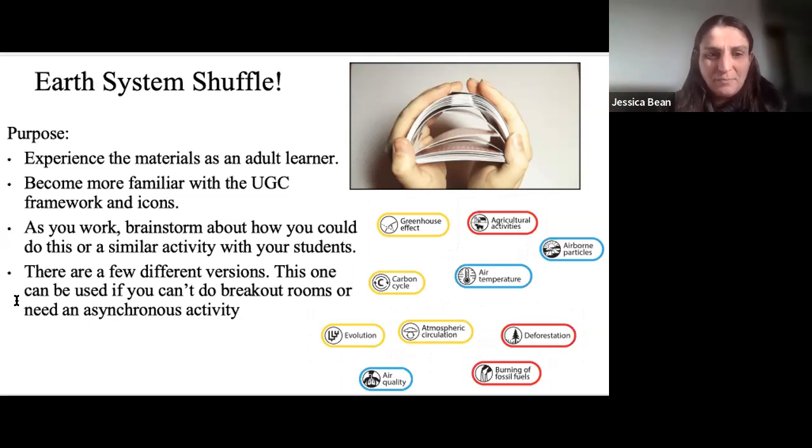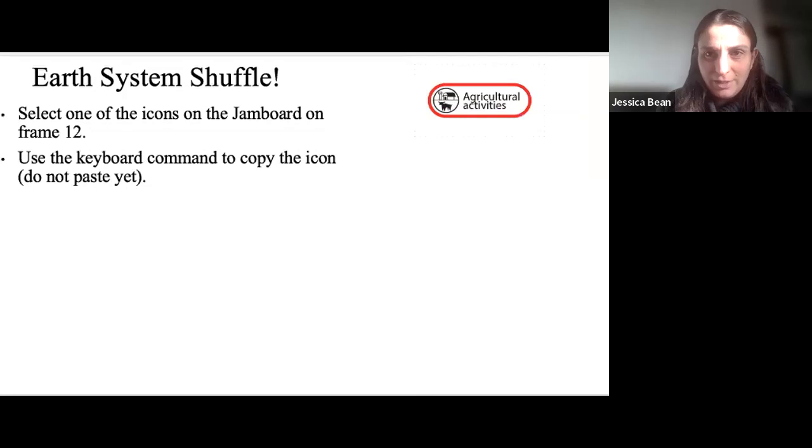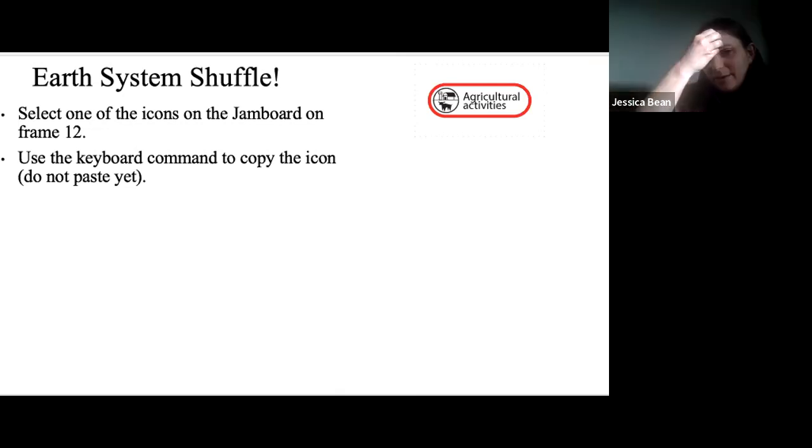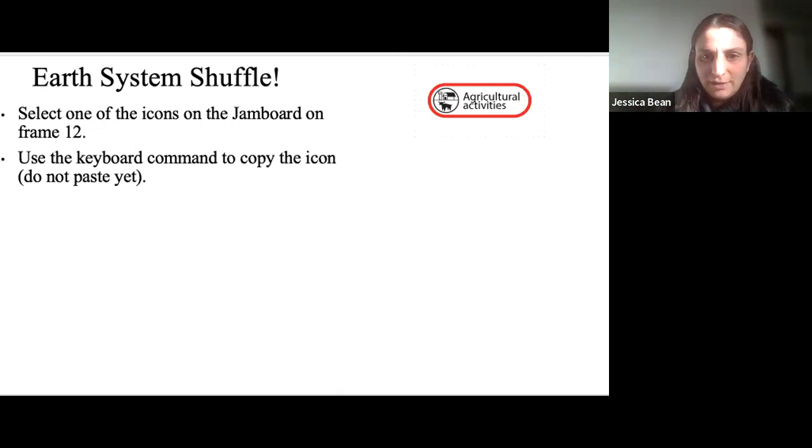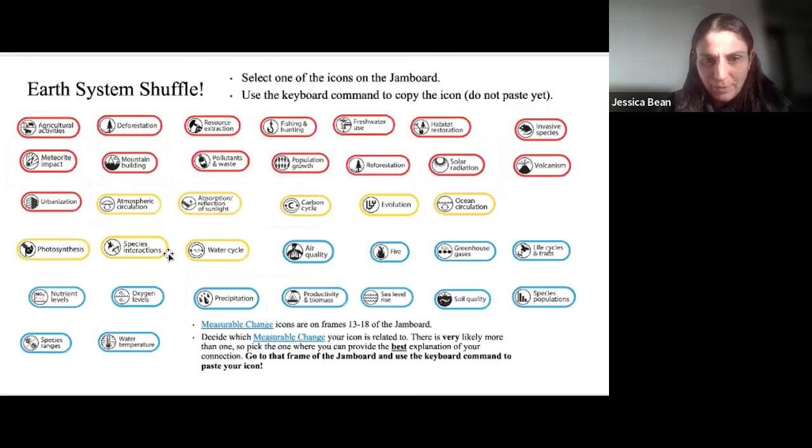There are lots of different ways you could do this. This is just one of them. You could use breakout rooms, or you could do this more as an asynchronous activity. It's really up to you. But I'm going to step you through it in the last few minutes that we have. If you go to frame 12 on the Jamboard, you don't have to do it quite yet, what you'll see is a bunch of icons, and I want you to select one. So let's say I select agricultural activities on frame 12 of the Jamboard, and the Jamboard page looks like this.